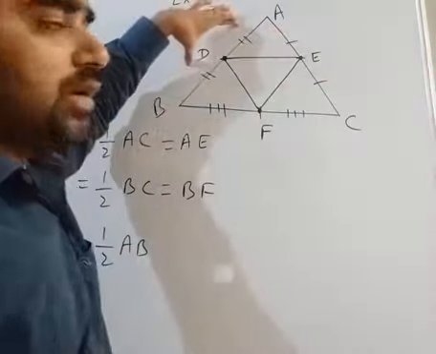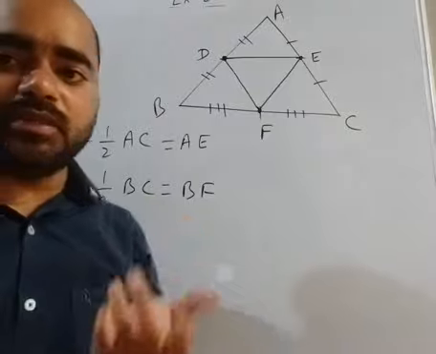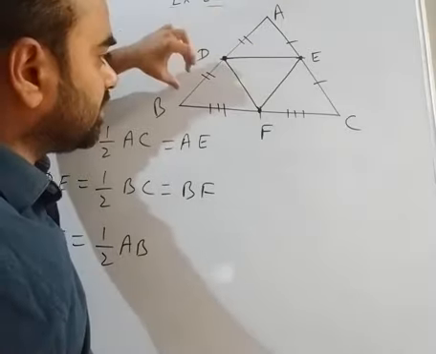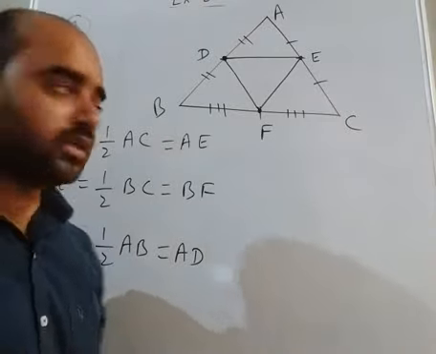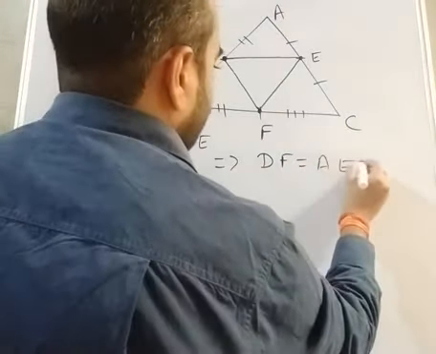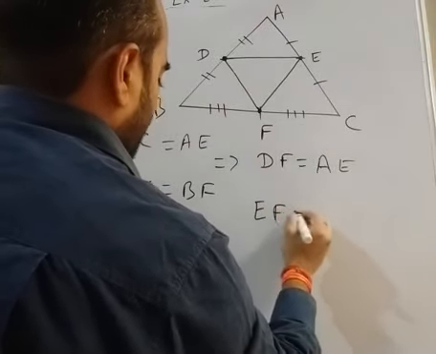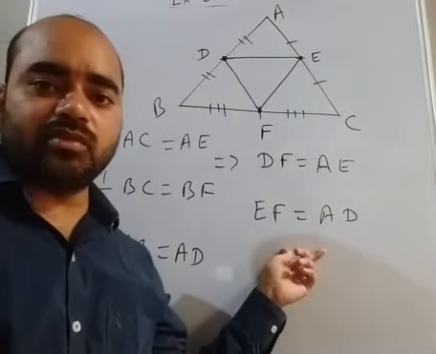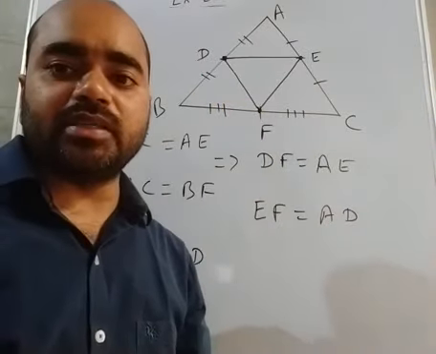EF is equal to half of AB, midpoint theorem. Half AB can be written as AD or BD. Why? D is midpoint, it means D will divide AB in two parts. It means half AB can be written as BD or AD. I am writing AD, correct? It means you can see that DF and AE both are same. Similarly, EF and AD both are same, correct? We will use these two results. Now we have to prove that DE and AF bisect each other.